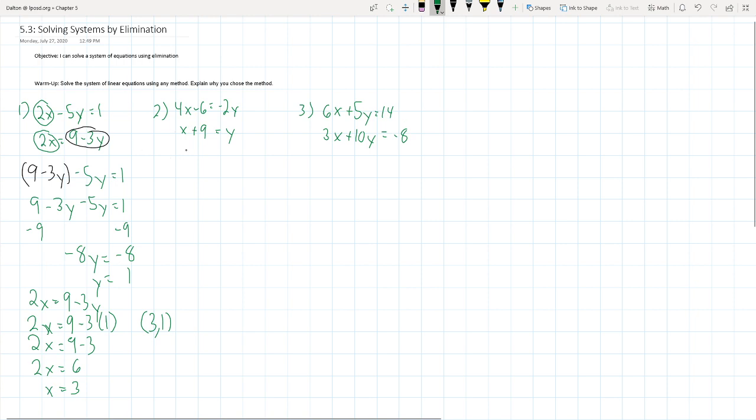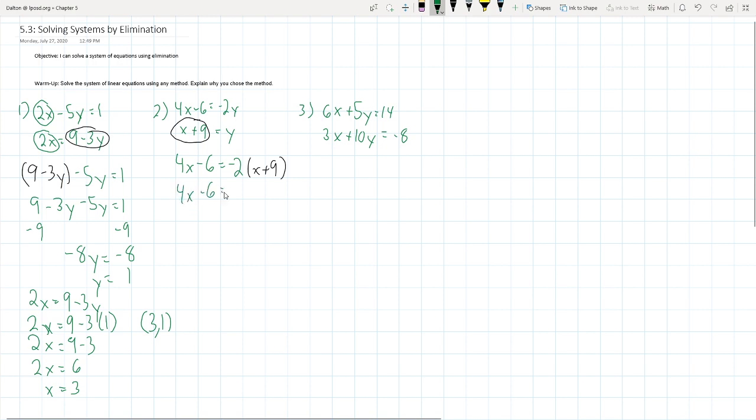Number 2. Looking at this, I'm again looking for, alright, how do I make this easier? What already exists? And I see this y right here, and I know, hey, I can plug this y in to this y. So I'll circle it in black. So 4x minus 6 equals negative 2, and then in black, x plus 9. And then I start solving.